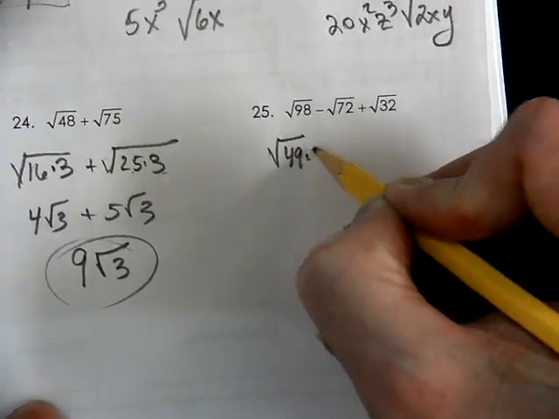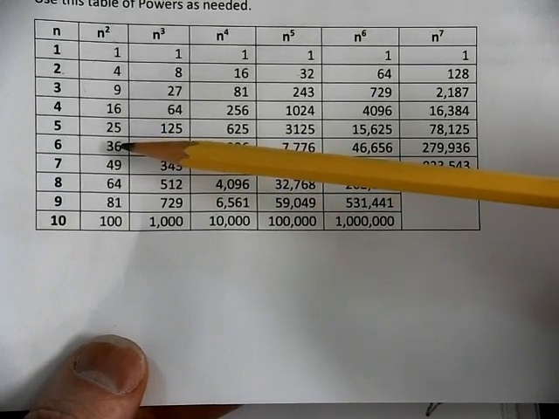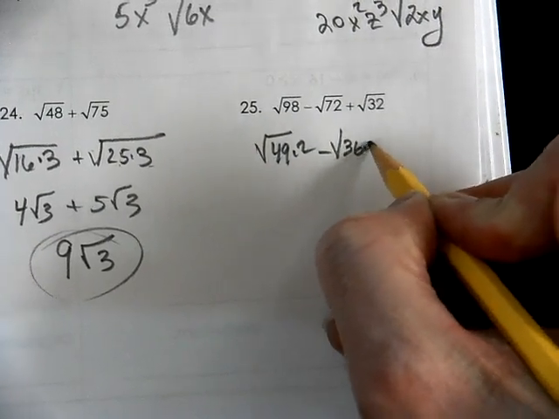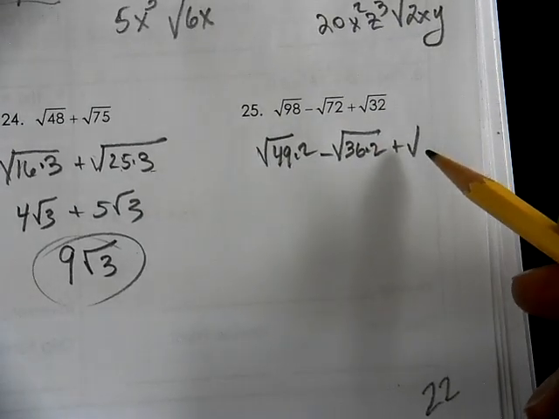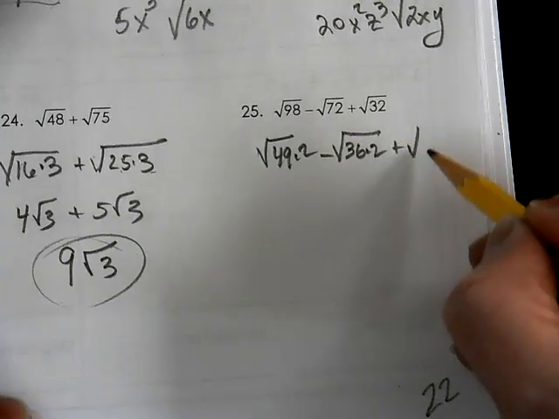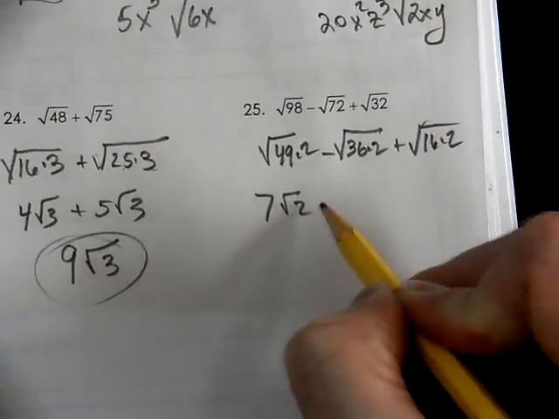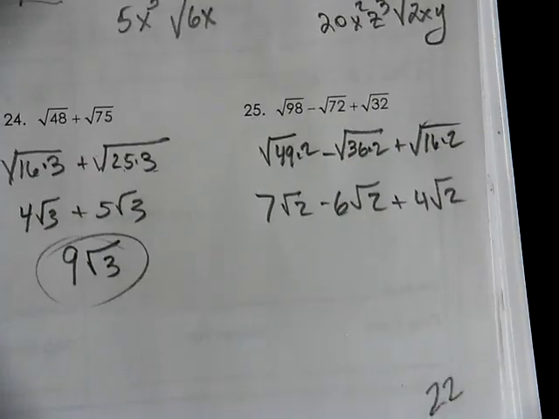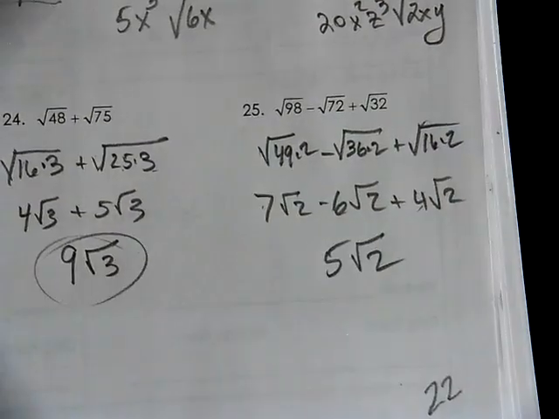So this is 49 times 2. That's a number that comes from the square root column. 2 times 36 is 72. Well, there we go. So what numbers am I going to use here? 16 times 2. There you go. So we have 7 root 2, 6 root 2, and 4 root 2. 1 plus 4 gives me 5 root 2.